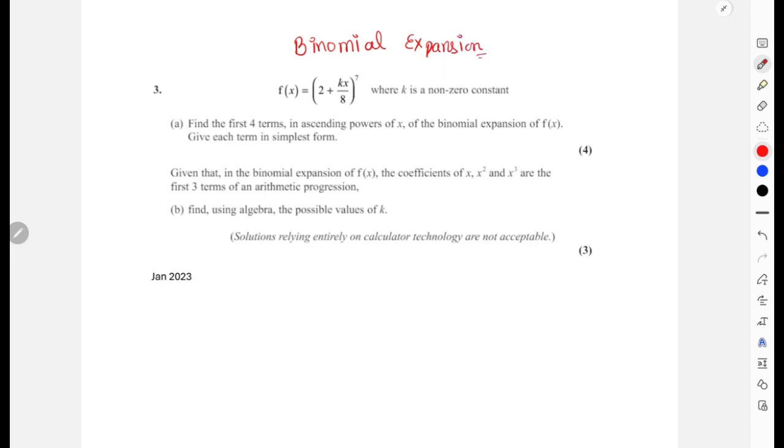Okay, this is from the year Jan 2023 and this is question 3 of that paper. So let's start. It says that if x has this expression (2 plus kx by 8) to the power 7, where k is a non-zero constant, write the first 4 terms in ascending powers of x for the binomial expansion.